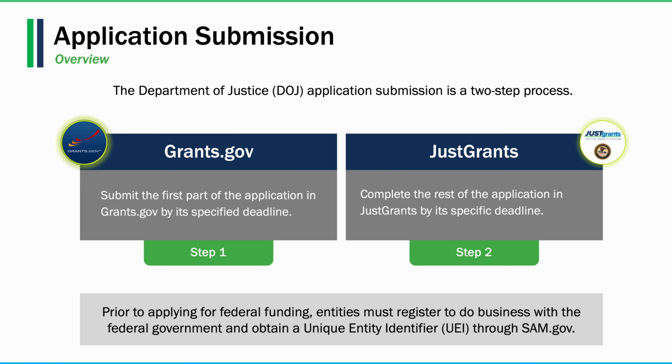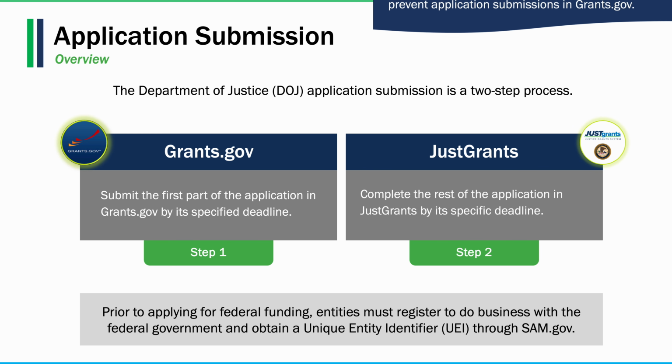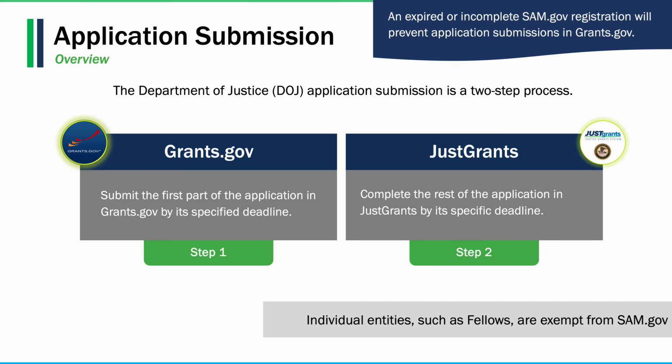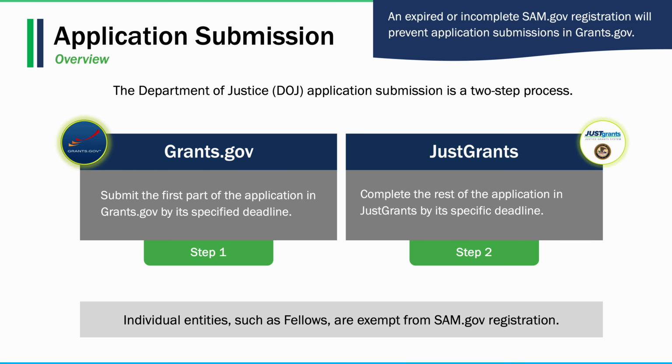Prior to applying for federal funding, entities must register to do business with the federal government and obtain a Unique Entity Identifier, or UEI, through SAM.gov. Entities must maintain an active status in SAM.gov. An expired or incomplete SAM.gov registration will prevent application submissions in Grants.gov. Individual entities such as fellows are exempt from SAM.gov registration requirements and instead must use an IRS employer identification number as their entity identifier in Grants.gov and JustGrants.